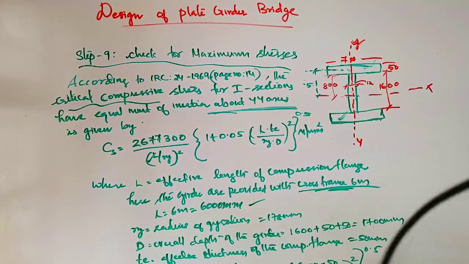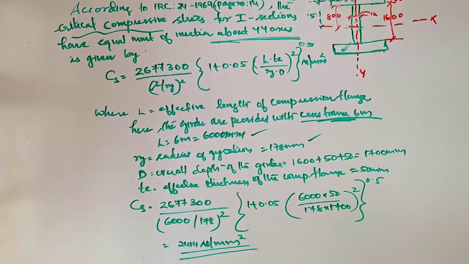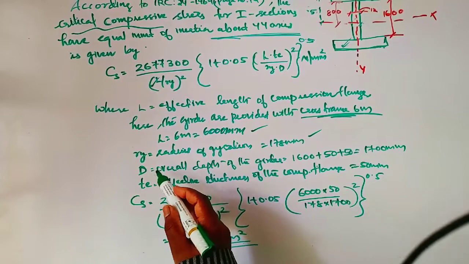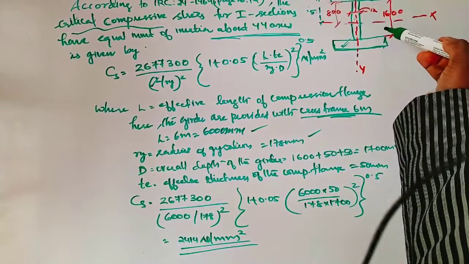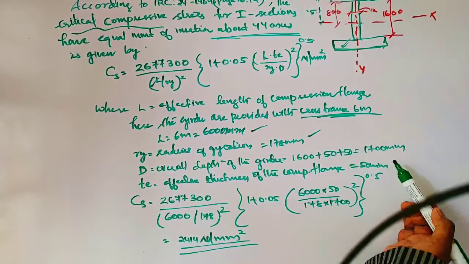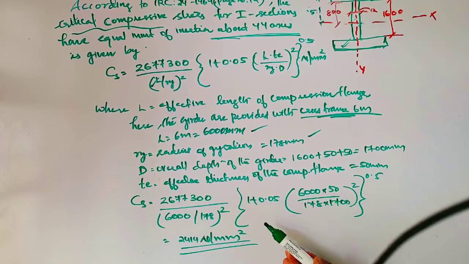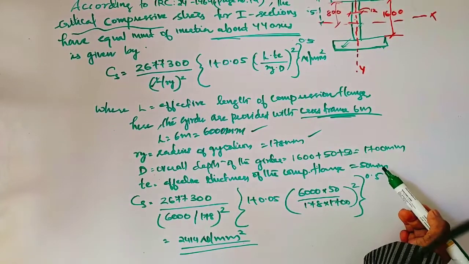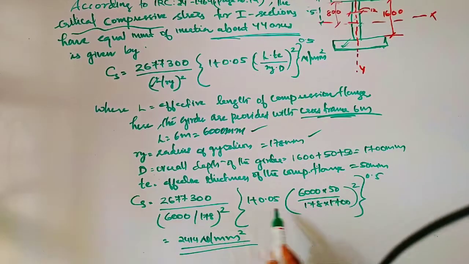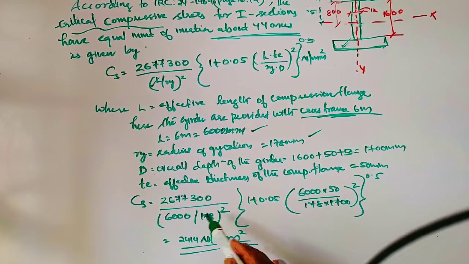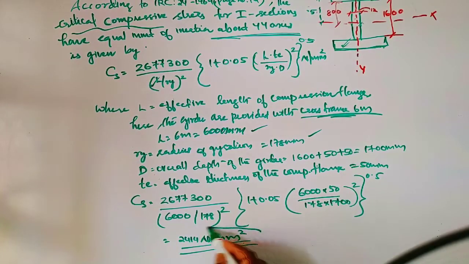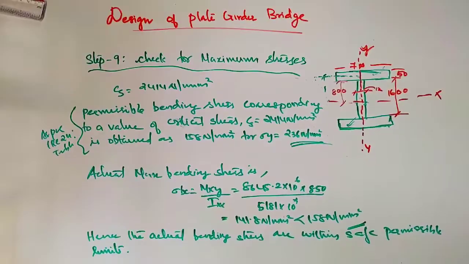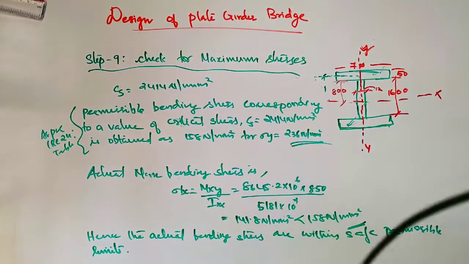Ry, radius of gyration, is calculated as 178. Capital D, the overall depth of the girder, means web depth 1600 plus 50 plus 50, which is 1700 mm. And T, the effective thickness of the compression flange, is 50 mm. Substituting all these values in the critical compressive stress equation, the answer is 2414 Newton per mm square. CS equals 2414 Newton per mm square.